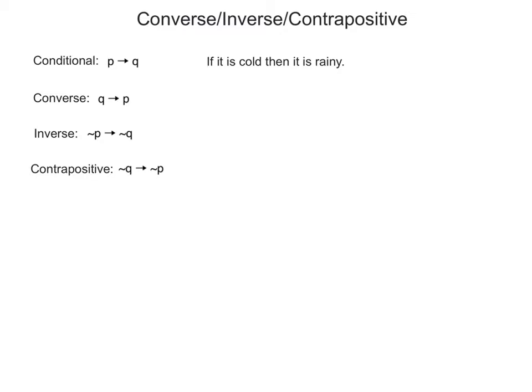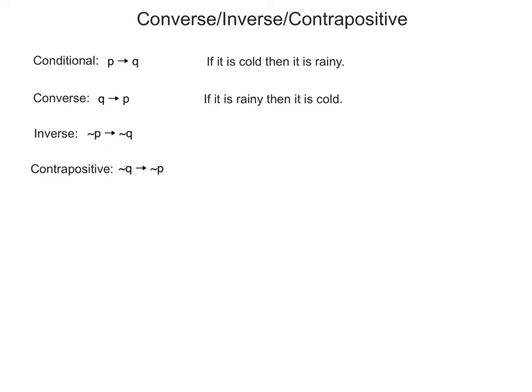In order to come up with the converse, what we need to do is switch our hypothesis and our conclusion. So if we switch it is rainy and it is cold, we get the converse, which is if it is rainy, then it is cold. And that's the converse of our original statement.